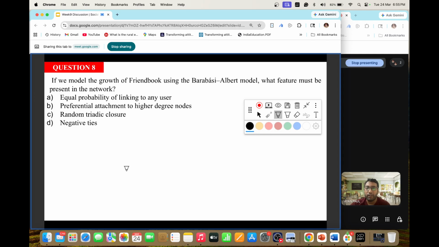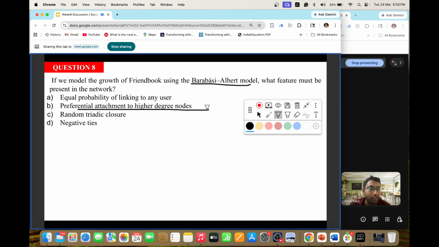Question number 8. If we model the growth of Friendbook using the BA model, what feature must be present in this network? A, equal probability of linking to any user; B, preferential attachment to high degree nodes; C, random triadic closure; or D, negative ties. So for a BA model or BA network, that means preferential attachment to higher degree nodes is there.